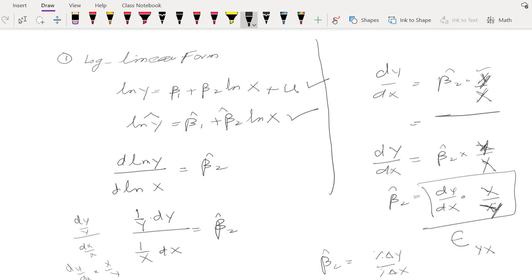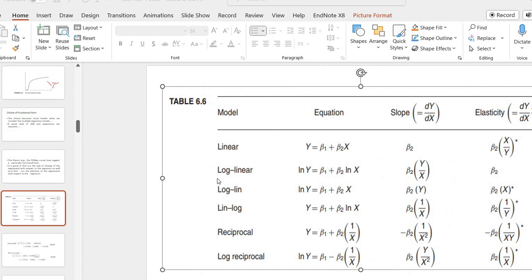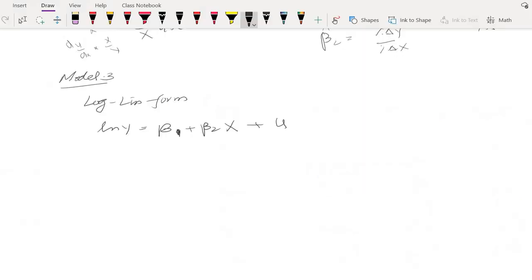The next form which I want to discuss is lin log and log lin. Let's have a look at the second form which we want to discuss. We have discussed the linear one and the log linear one. Now I'm moving on to the log lin form, and the two things I will be focusing on are what the slope is and what the coefficient beta 2 represents here, and how we can get the slope or elasticity from there. That's what we are working on.